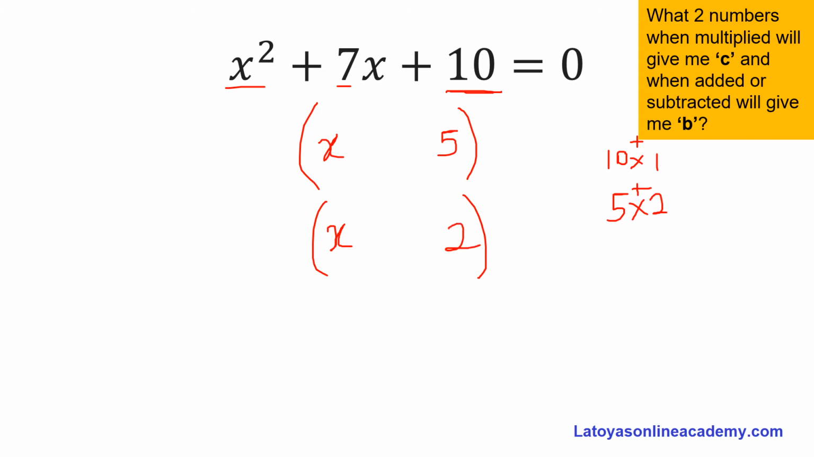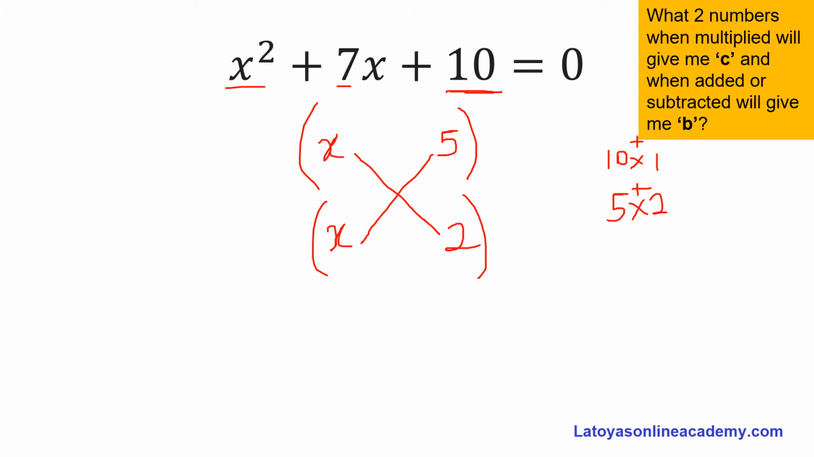Now the question is, how do I figure out what signs to put in these brackets? How do I know if to put a negative sign in the brackets? How do I know if to put a positive sign in the brackets? This is what we're going to use. Now this is a very short, nice technique. We're going to cross multiply. Alright, let me show you how it's done.